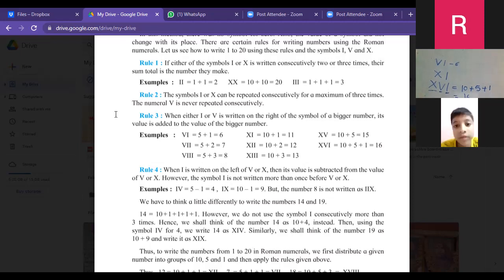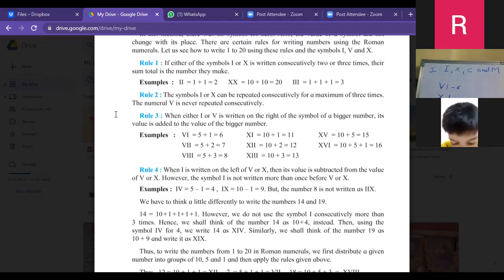Okay. In school, in exercise, wherever it is asking you to add, you don't directly have to say ki 16. You have to say ki yes, this X is 10 plus 5 plus 1. Clear hua how to write your answer? Yes, teacher. Okay. Now let's see the rule number 4, which is given in your textbook.